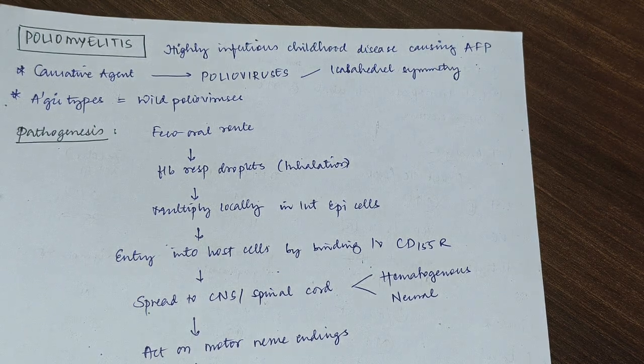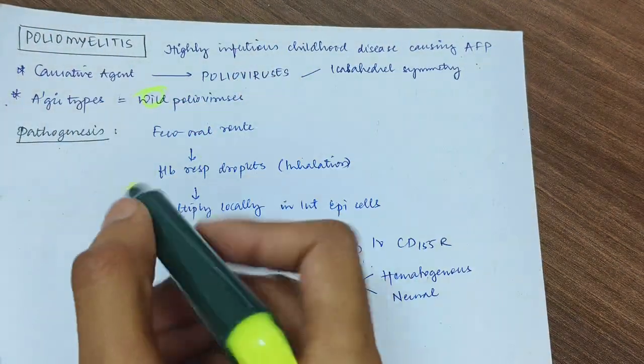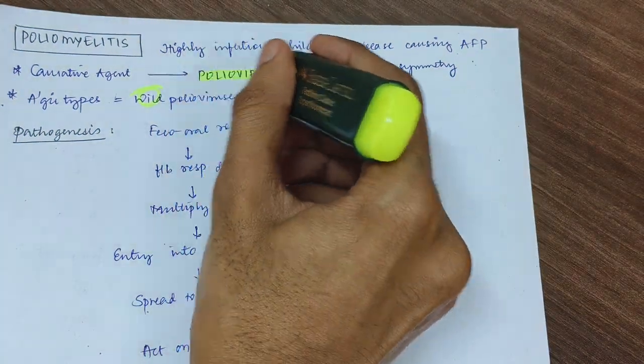It is a highly infectious childhood disease causing acute flaccid paralysis. AFP means acute flaccid paralysis, caused by the agent poliovirus, which belongs to picornavirus, an RNA virus. It is icosahedral shaped and antigen types are wild polioviruses.